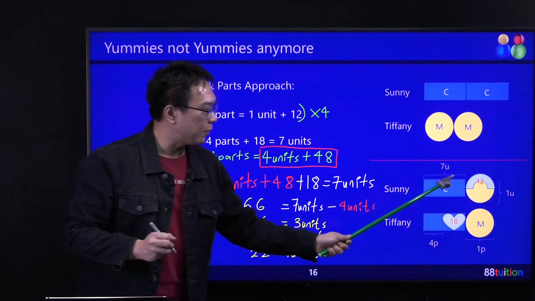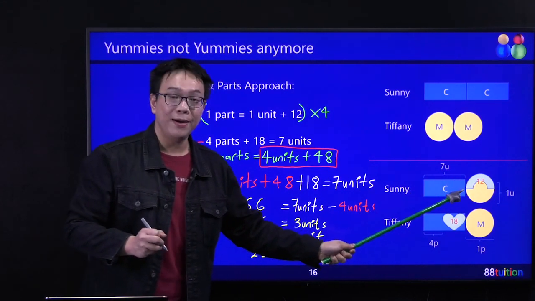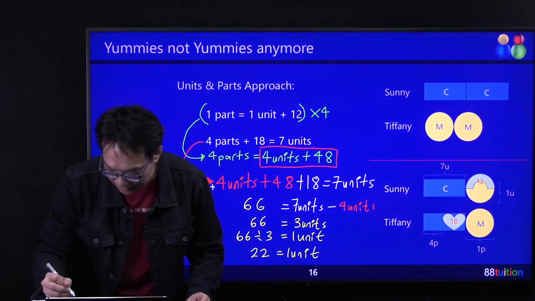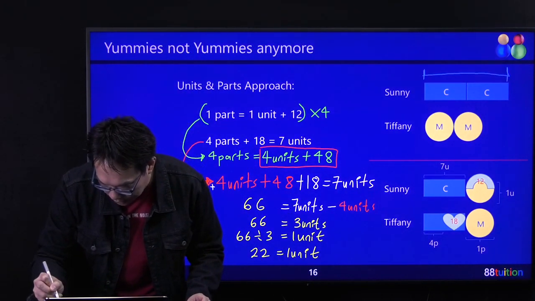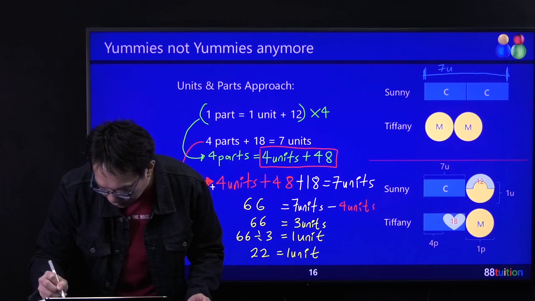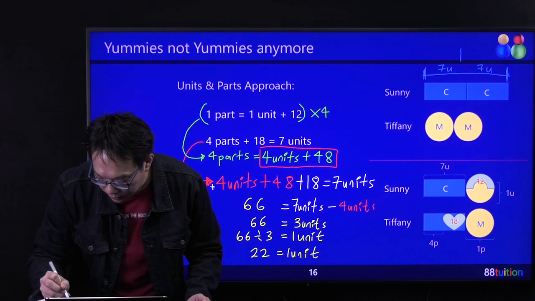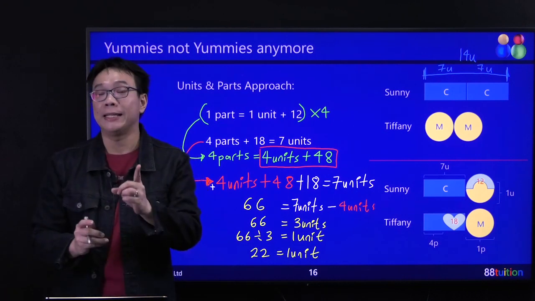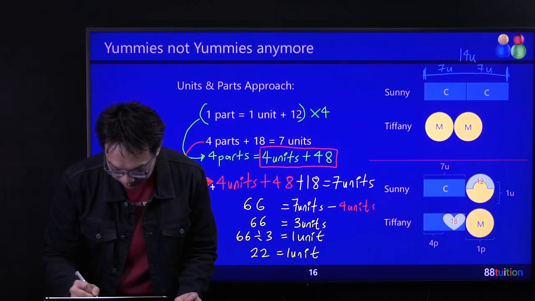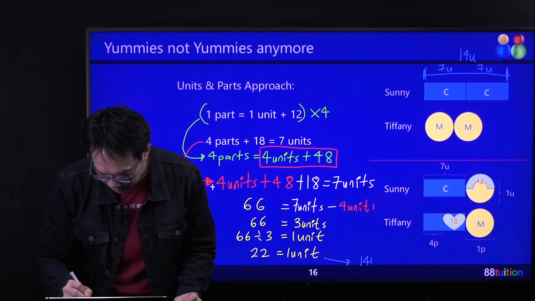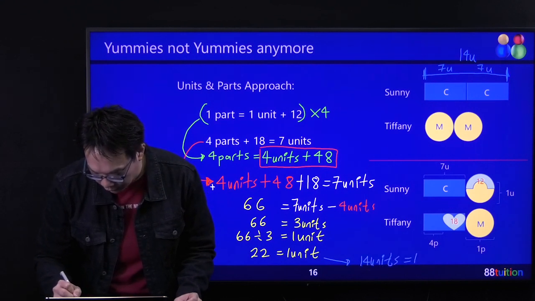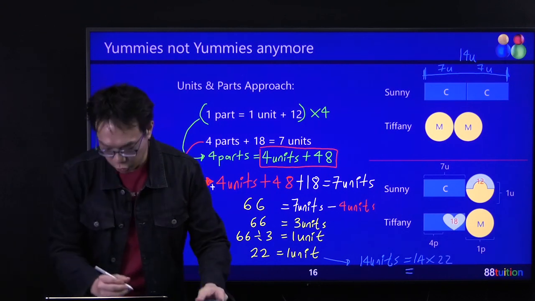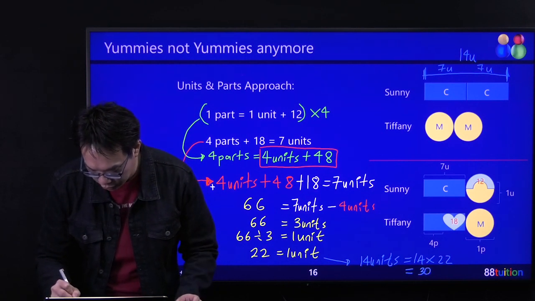Down here, Sunny, this portion is what? It's 7 units. If it is 7 units here, that means this one is another 7 units. So Sunny down here has 7 plus 7, 7 units plus 7 units. So total is 14 units. We know that 1 unit is 22, and we are looking for Sunny at the beginning, so you have to find 14 units. 14 units is simply 14 times 22. 14 times 22, the answer will be 308. 308 what? Candies.